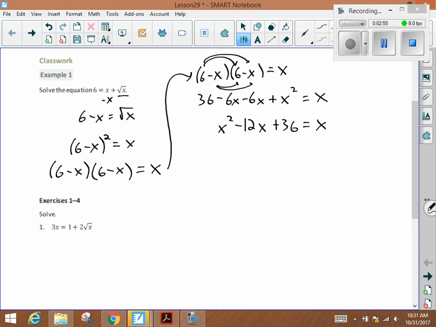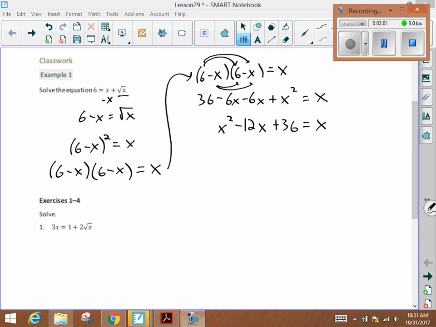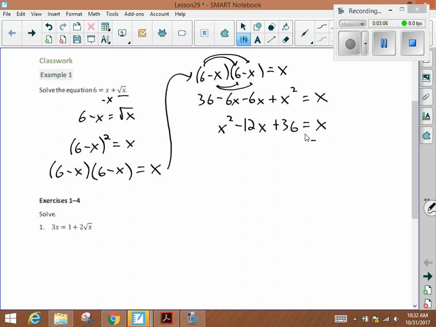Now I need to subtract x from both sides. Alright, so now I have a quadratic, so what I need to do is subtract x from both sides, setting it equal to 0. And it turns out that this is factorable, even though it looks nasty because of that 13. It's going to be okay.